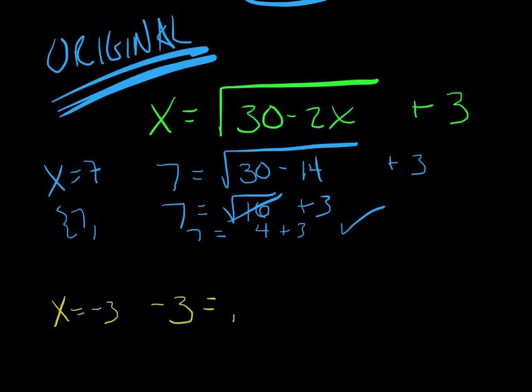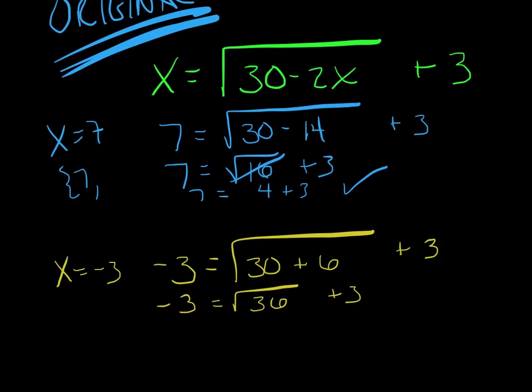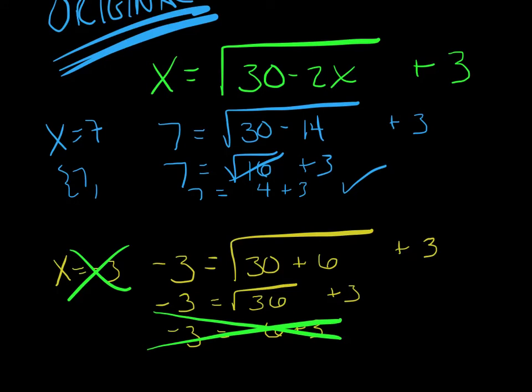Negative 3 equals the square root of 30. Negative 2 times negative 3 makes a positive 6 plus 3. So I've got negative 3 and the square root of 36 plus 3. The square root of 36, of course, is 6. 6 plus 3 equals negative 3. I would say that's a big fat false. That is not true. So I'm going to reject that answer, and I'm going to say that my only answer is x equals 7.